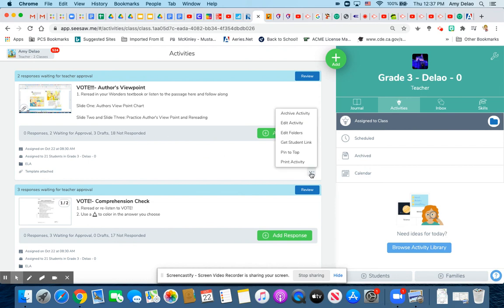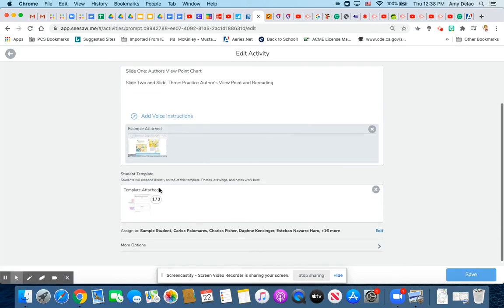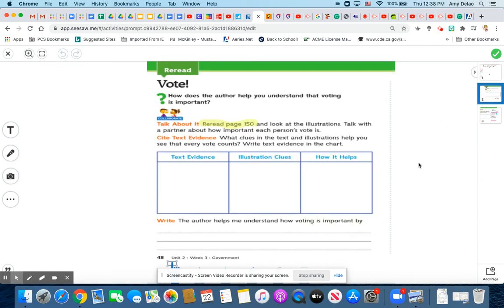We did a double bubble in class today while we were reading the story. You can just take a picture of that and add it on top of this chart or next to it, and then fill out the chart. Or you just take the picture and put it there, and that goes in place of the chart. You do need to go back and reread page 150 and look at the pictures. You don't have to talk with a partner, unless you talk to someone at home about how important each person's vote is.